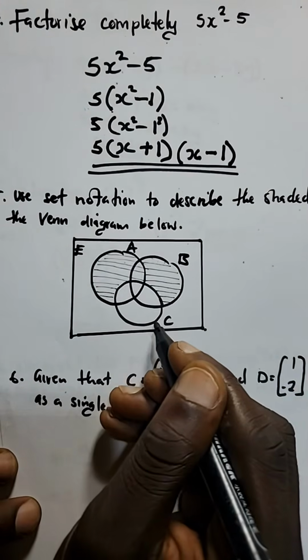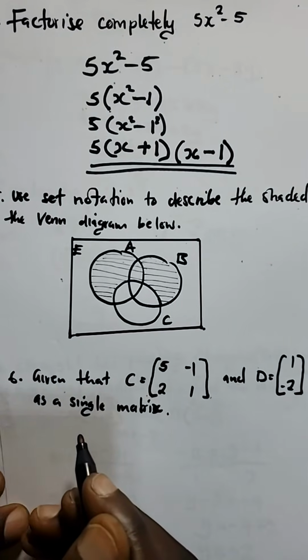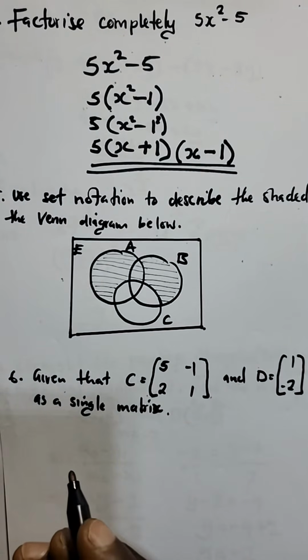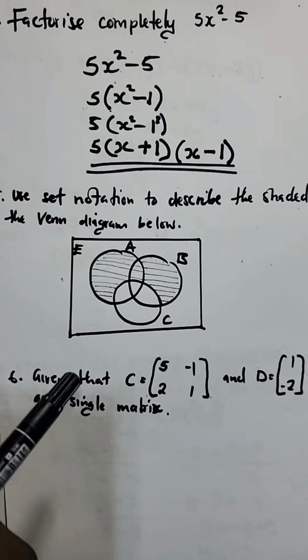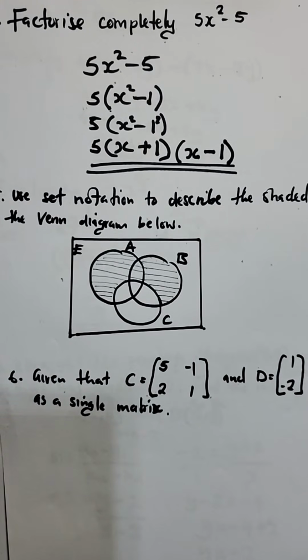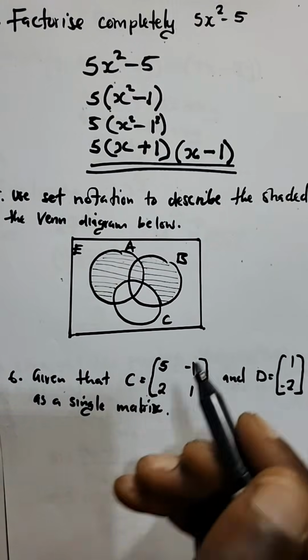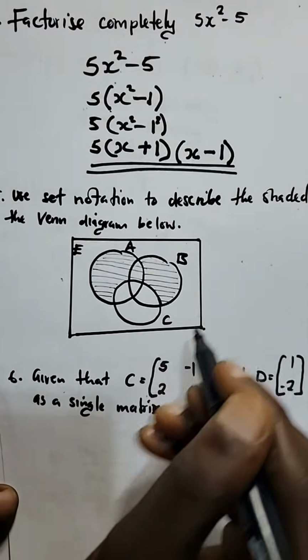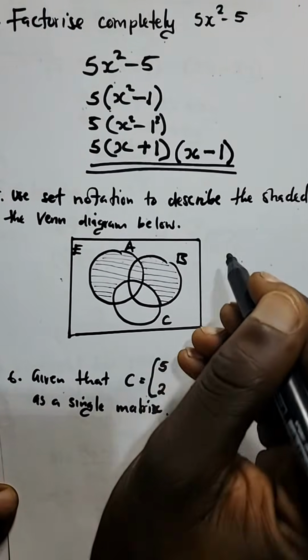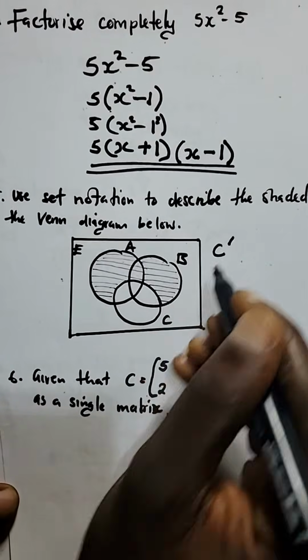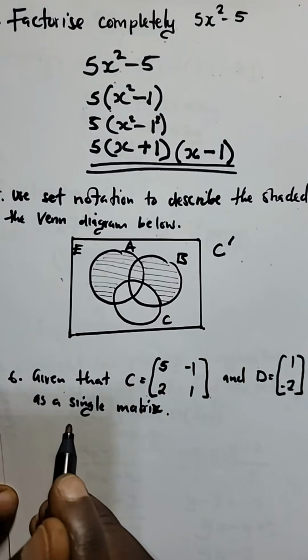Look for the set which is not shaded completely, if at all there is that set. Okay? So when you look at set C, it is not shaded completely, so it means that set C has a what? A complement. Okay? So set C complement.